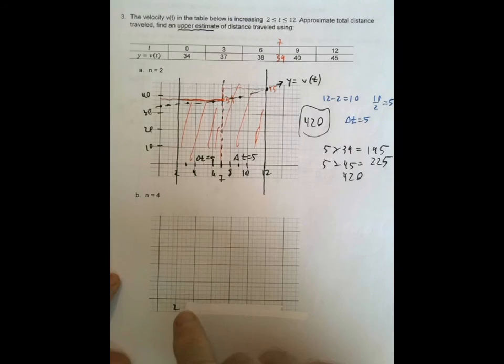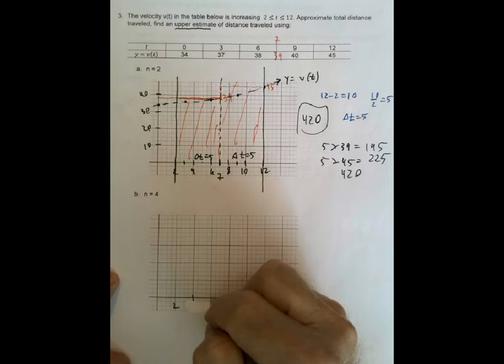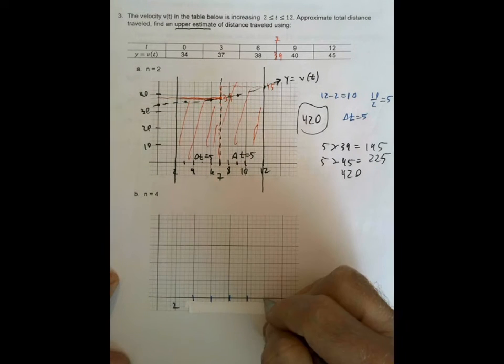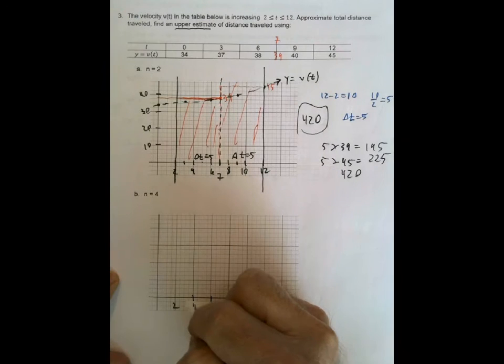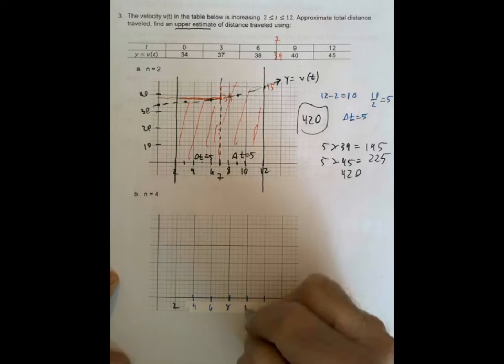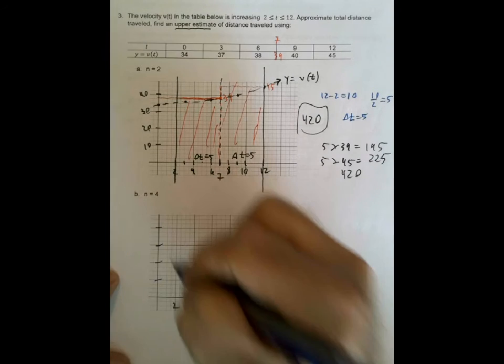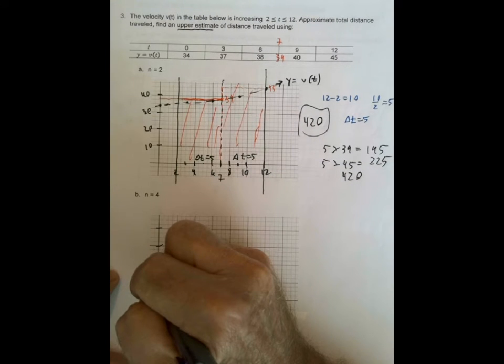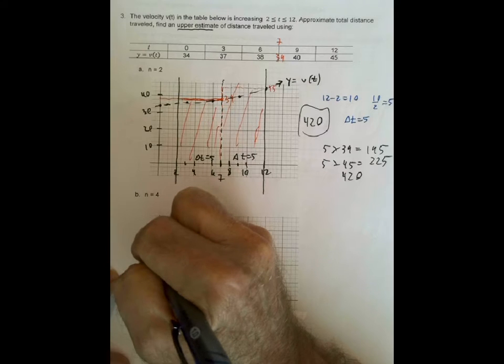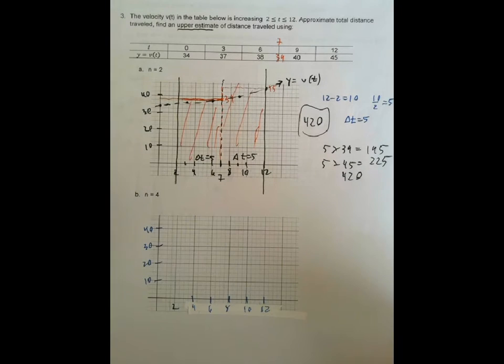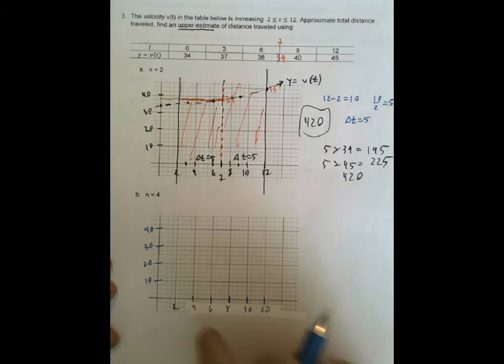2, 4, 6, 8, 10, 12, right? And then 10, 20, 30, 40, right, are the same speeds. Now we're going to divide this up into 4 subintervals.